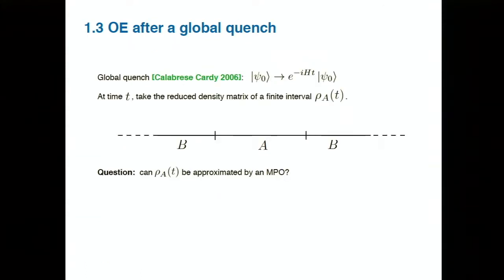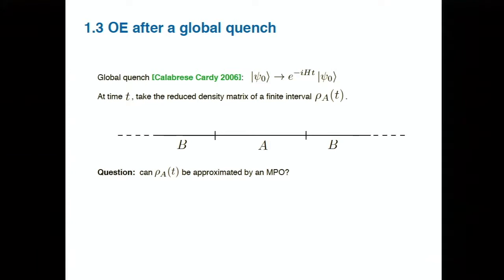And the third basic result I want to tell you about is for a quench. So you take an initial state that is short-range correlated, so that is short-range correlations only. So you think of a product state, and you apply the evolution operator on it. And the question you ask is, you take the reduced density matrix of some finite interval, and is it possible to approximate the reduced density matrix of this finite interval by a matrix product operator?